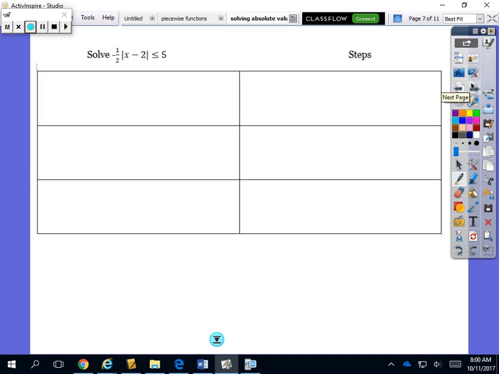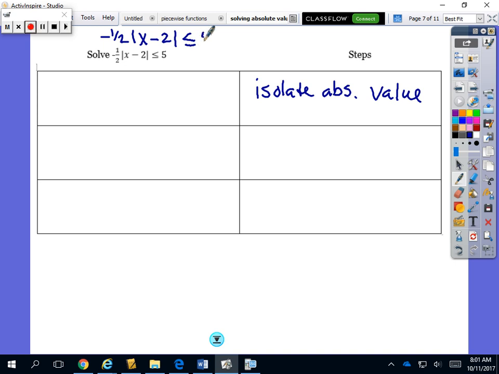Okay, so in general, your first step is still going to be to isolate the absolute value. So on this, this is a negative 1/2 absolute value of x minus 2. On your notes, you couldn't see the negative. Is less than or equal to 5. Okay, so I want to first of all remember when you are working with absolute values, solving the equations, when you multiply or divide by a negative, you flip the inequality sign. If you remember that rule back from Math 1.